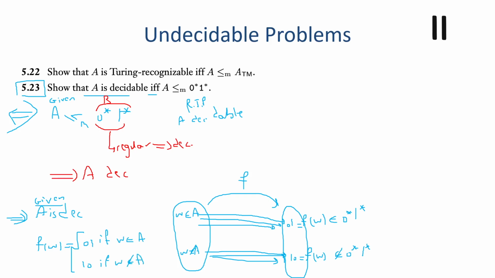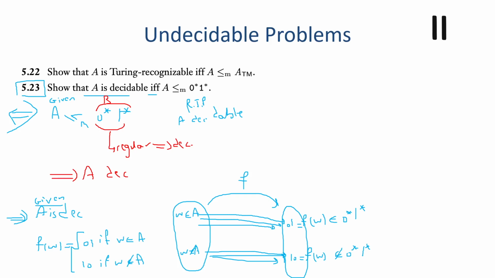Does this part make sense? I'm just mapping the things that used to belong to A to 0, 1, which belongs to B. And if they don't belong to A, I'm mapping them to 1, 0. There's nobody that's stopping me from doing this. I'm free to do this mapping. It exists. However, this mapping has to be mapping reducible. It has to be computable.